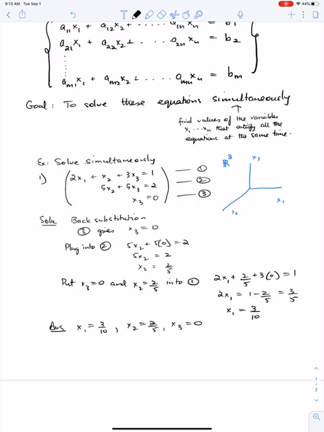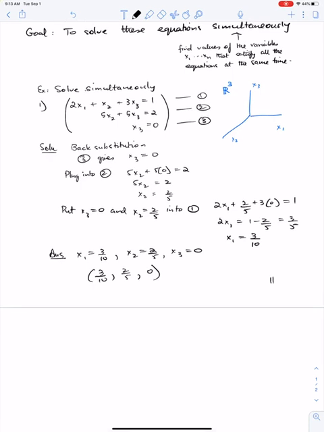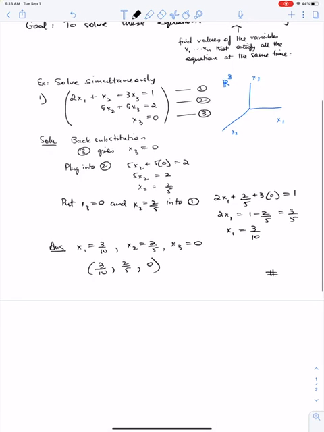Now keep that geometric intuition in mind. This is a point on the plane. These three equations intersect in a point, and that point, you can write it as we just did, or you can just write it as point XYZ format. So the plane and the two lines intersect in a point. And the point is 3 over 10, 2 over 5, and 0.